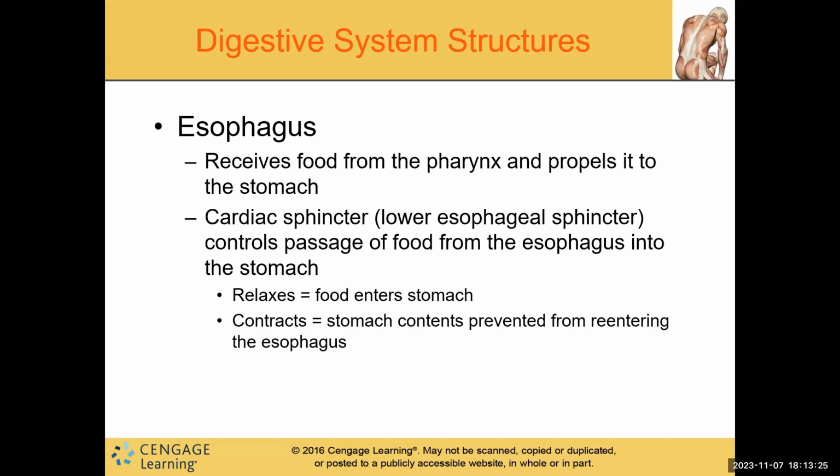So when it relaxes, food enters the stomach. When it contracts, it prevents the food in the stomach from re-entering the esophagus because it contains a high amount of acid.